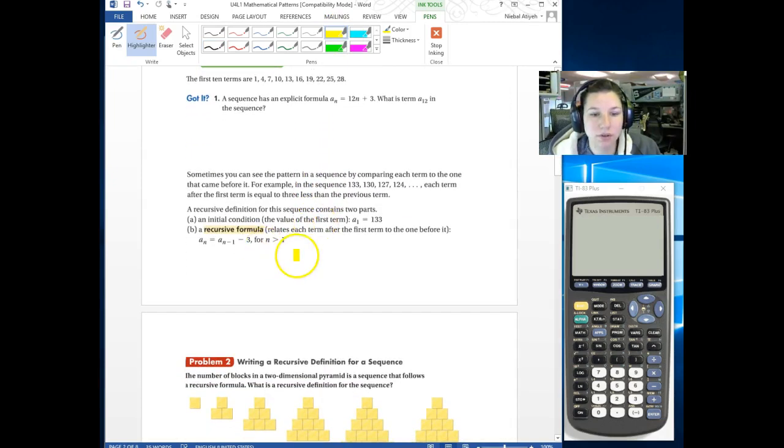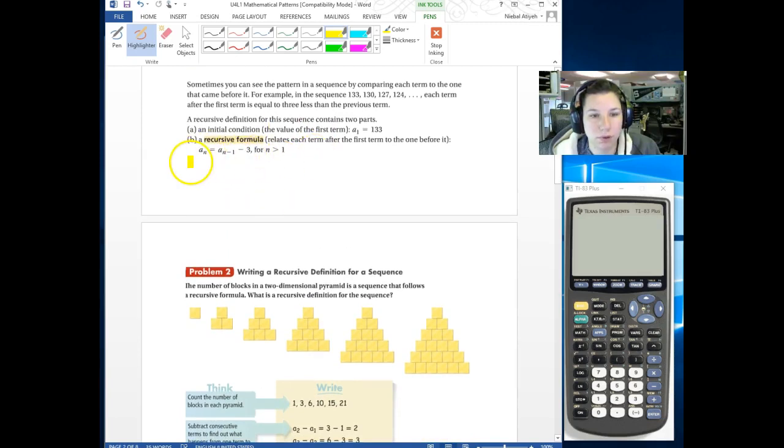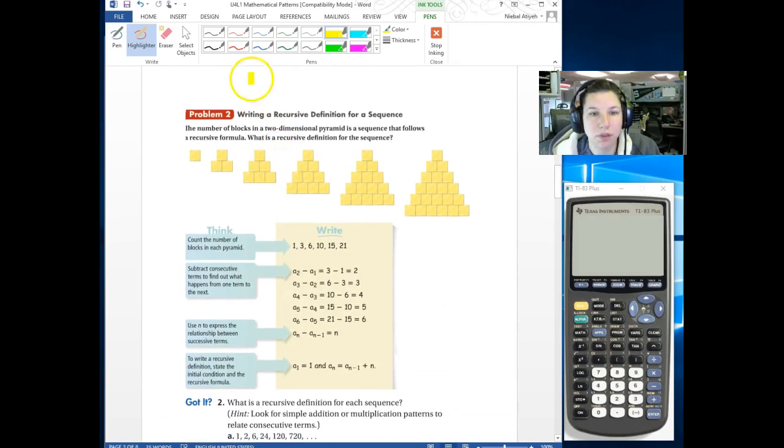Now a recursive formula is one in which you need to know the previous term in order to get it. So this would be an example of number 2. You have a number of blocks in a two-dimensional pattern in a sequence. It follows a recursive formula. What is the recursive definition?